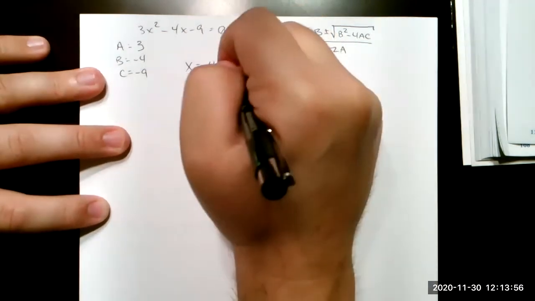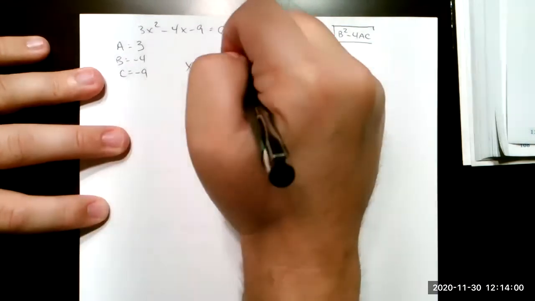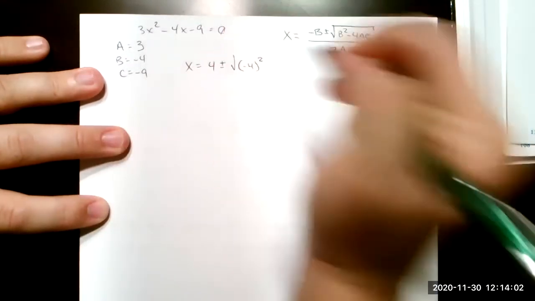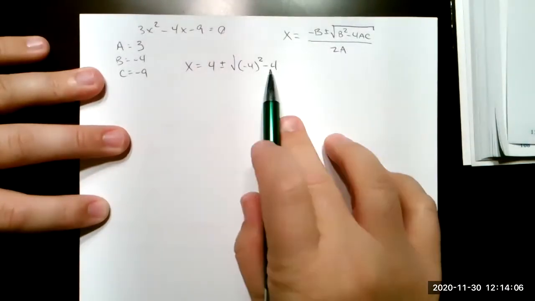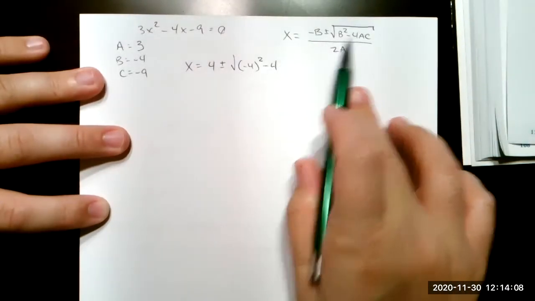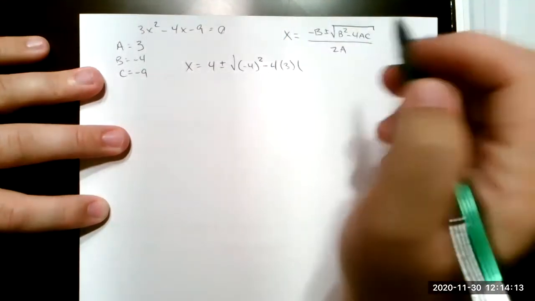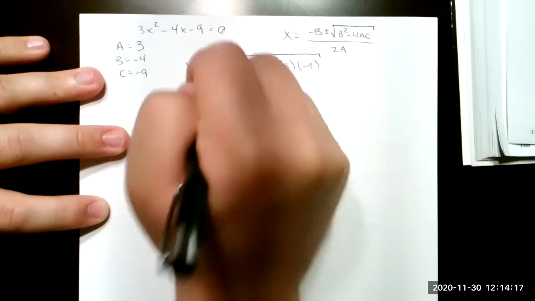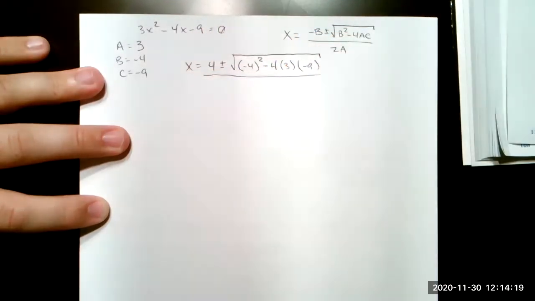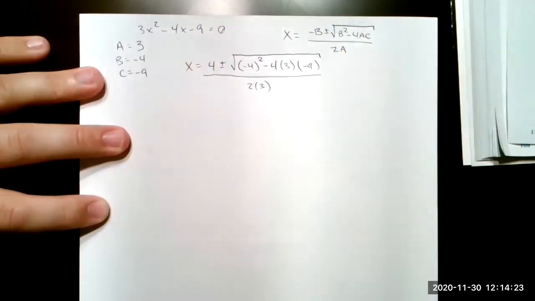The square root of b squared. So b is negative 4. So I will square that. Minus 4. It's always minus 4. That's just part of the formula, so that will never change. Times a. A is 3. Times c. C is negative 9. And that entire side of that equation is divided by 2 times a. So a is 3. So here's where I start.